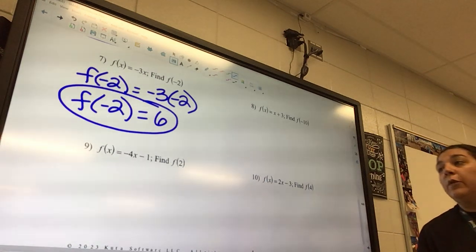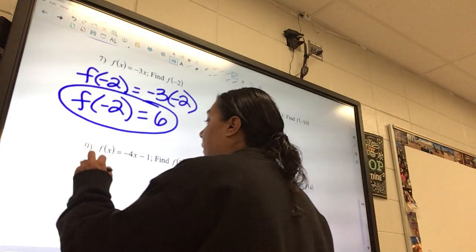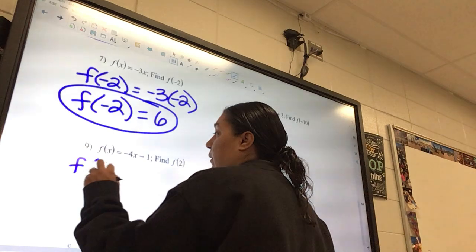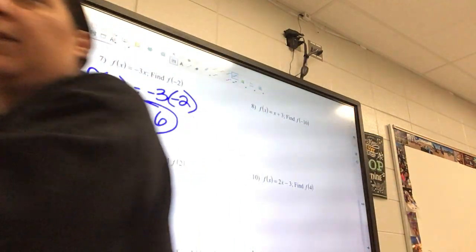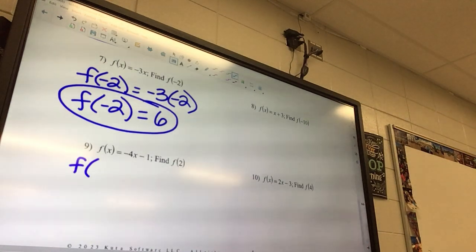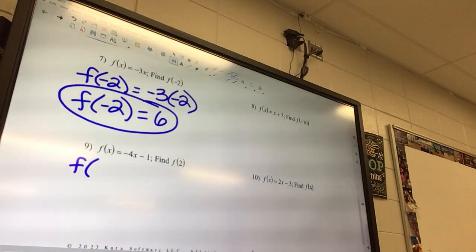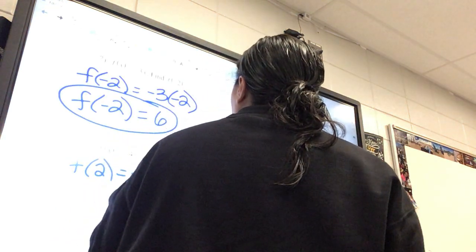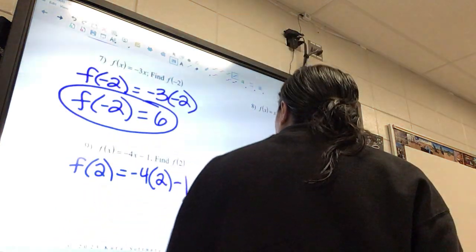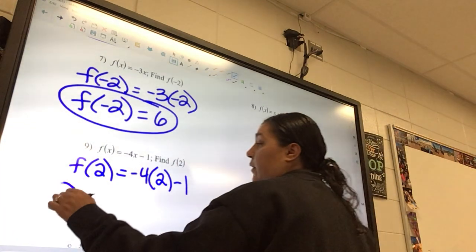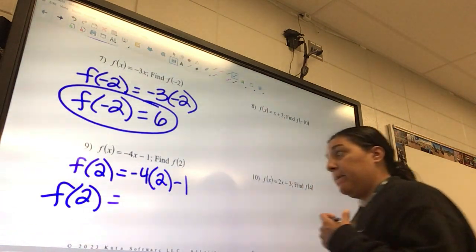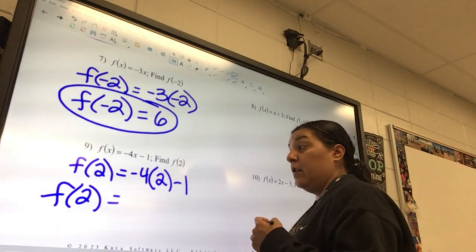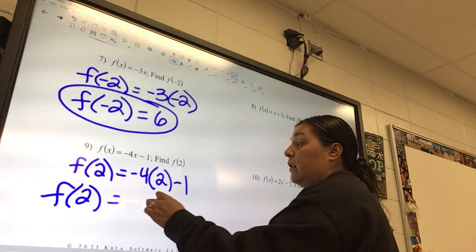Okay, 9. What are we plugging in? What's it say? Find f of 2. So it's going to be f of 2 equals -4 parenthesis 2 minus 1. And what is that? -9.